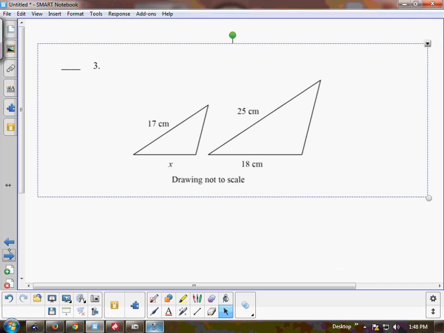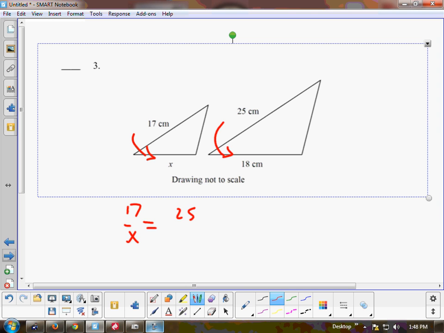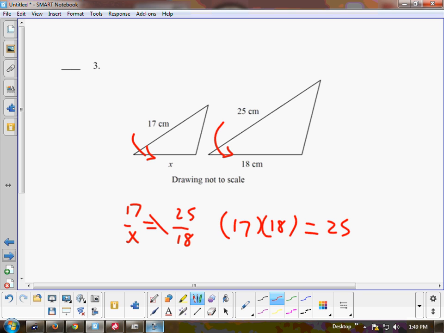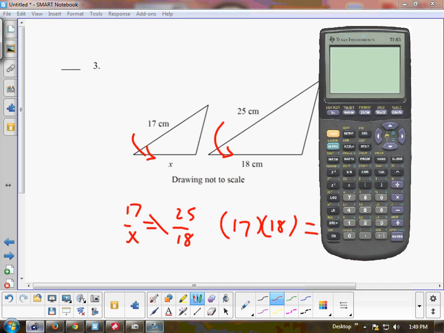Okay, looking at the next question, we have two similar triangles. And let's do 17 is to x as 25 is to 18. Cross multiply. 17 times 18 equals 25 times x. I'll use a calculator on this quiz.